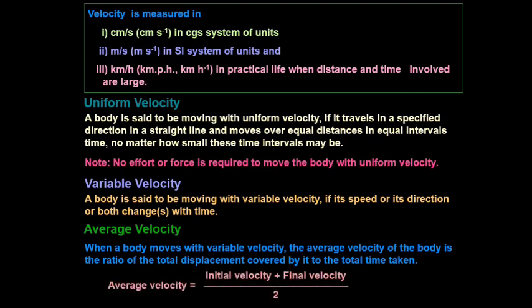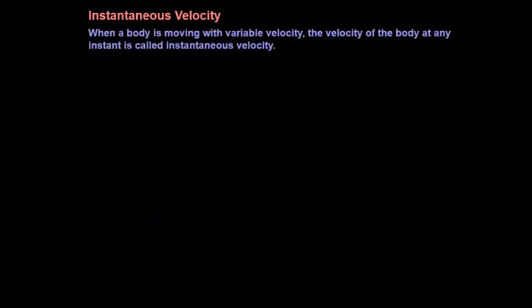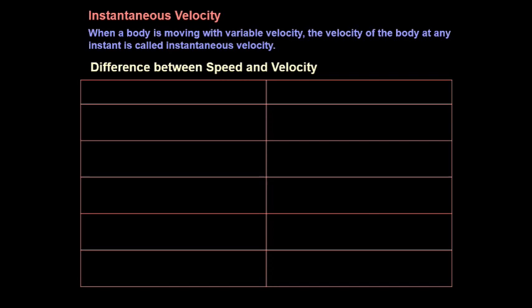Average velocity, just like average speed, it is the total displacement by total time taken. Sometimes this is written as initial velocity plus final velocity by 2, though it's not always true. U plus v, it can be sometimes given. Instantaneous velocity, a body is moving with variable velocity. The velocity of the body at any instant is called instantaneous velocity. As I told you, that as it is measured in the car speedometer.